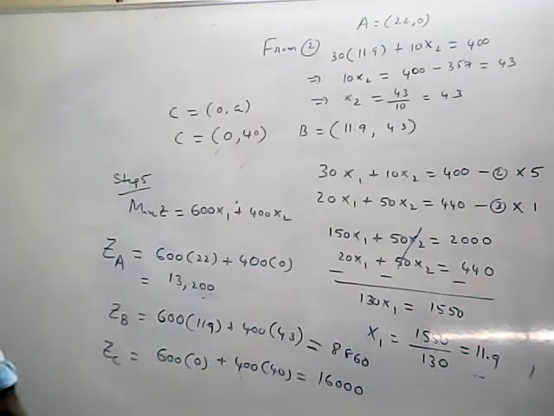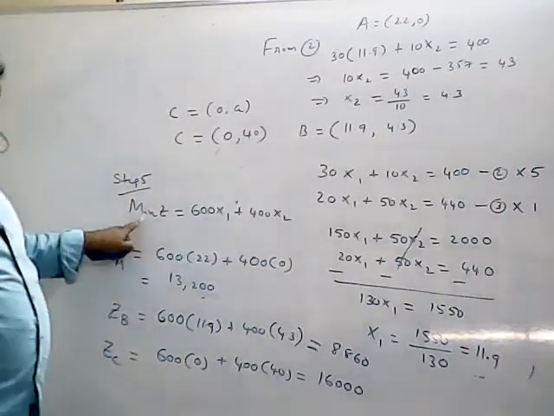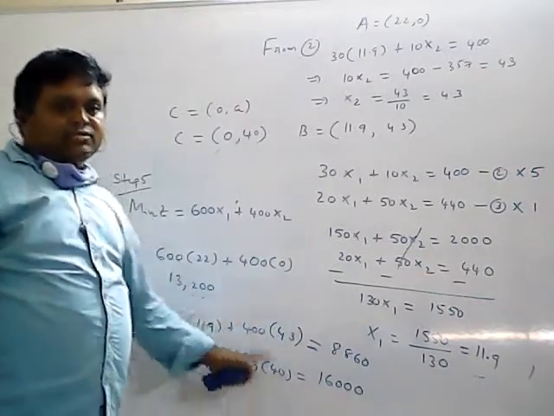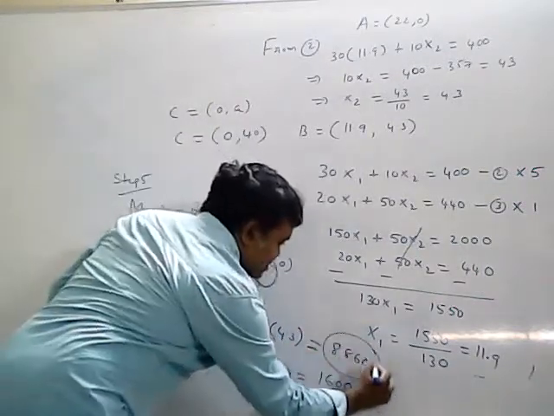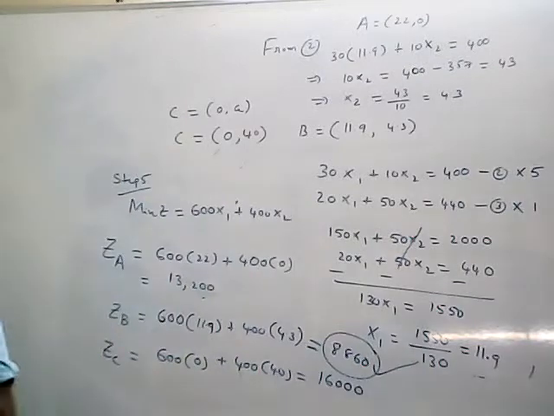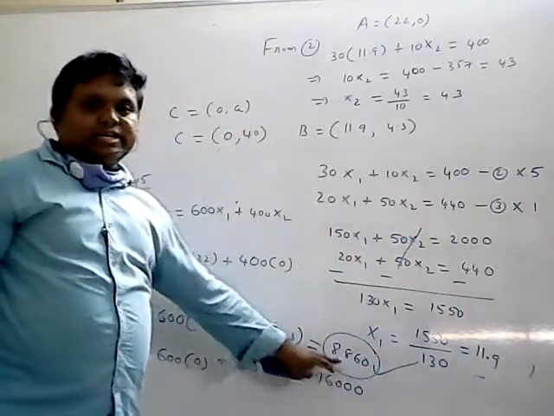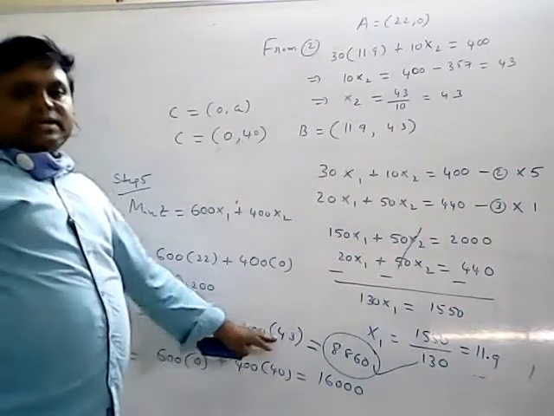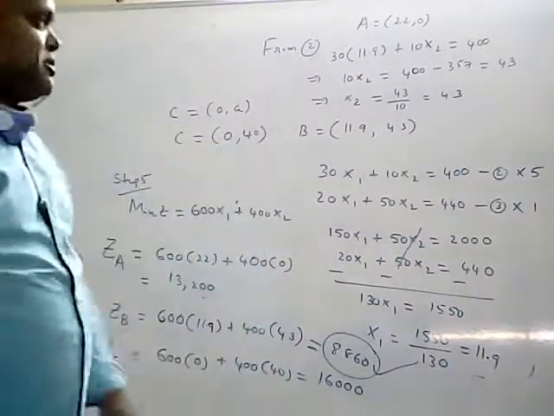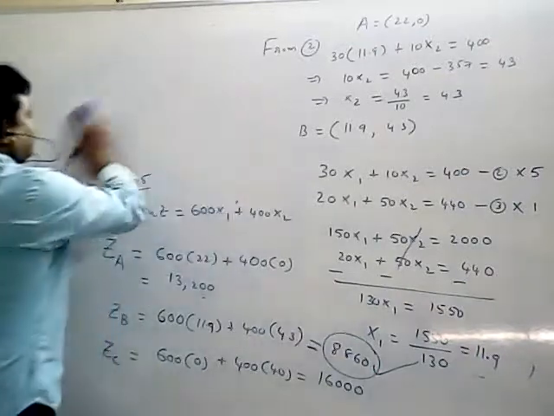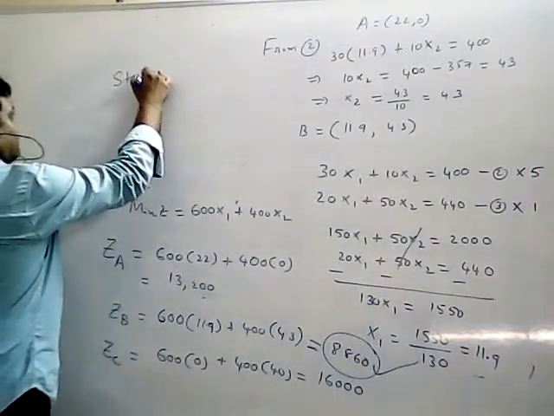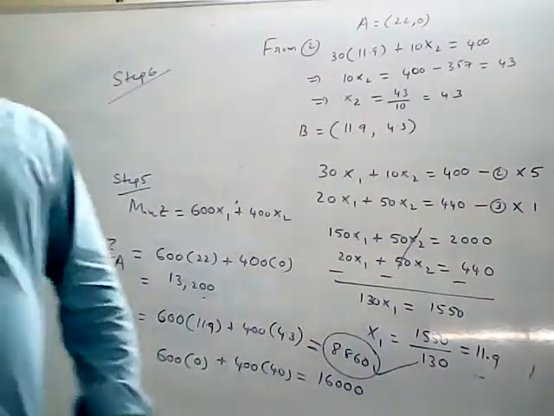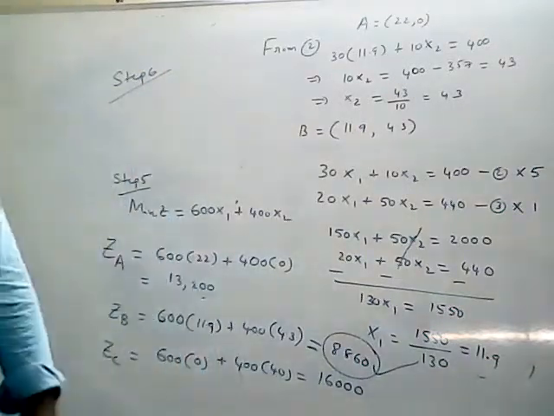Now, is the objective function minimization or maximization? Minimization, so go for the minimum value. The values are 30,200, 8,860, 16,000. Which is minimum? Minimum is 8,860. For this problem, the answer is minimum value of z equal to 8,860 at point B. What is point B? 11.9, 4.3. This is the last step, step number 6: the optimum solution.